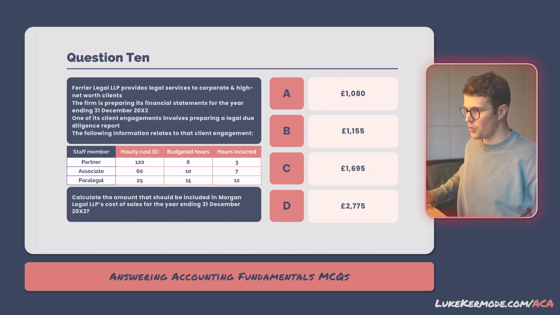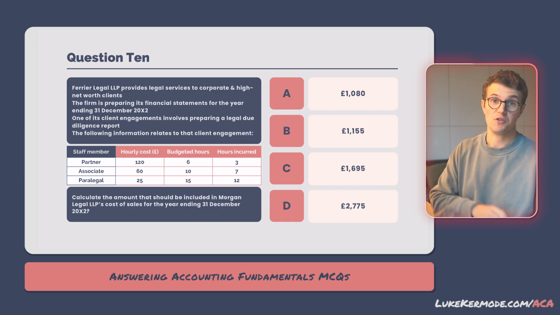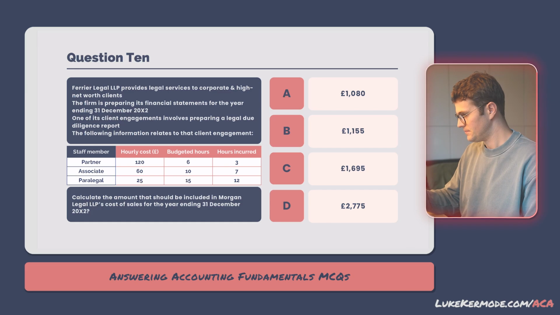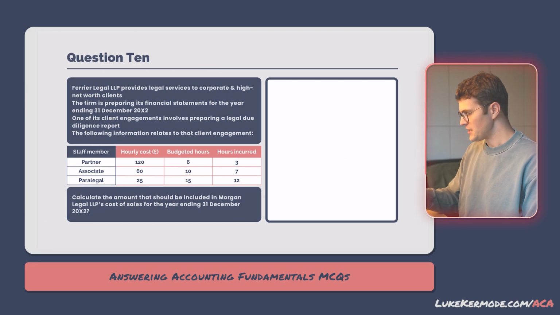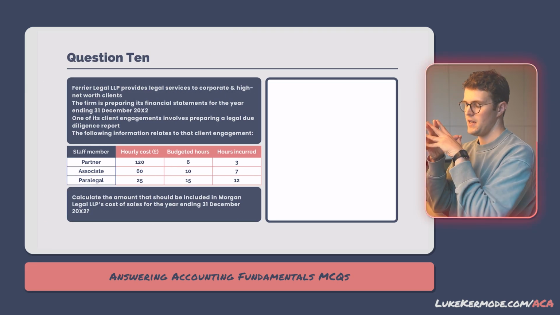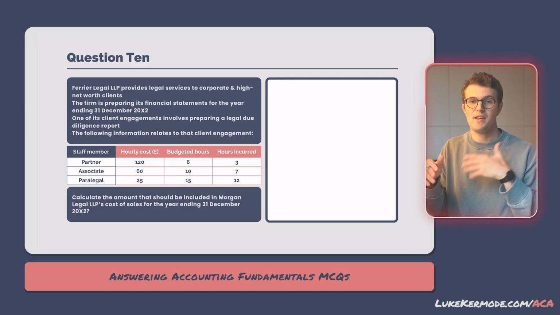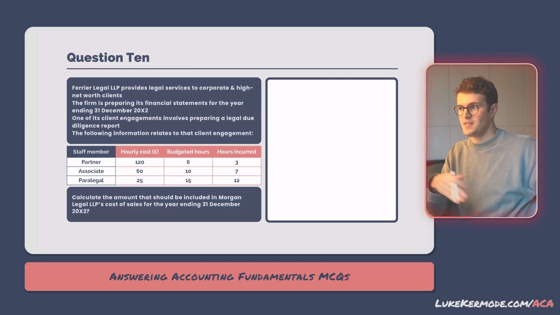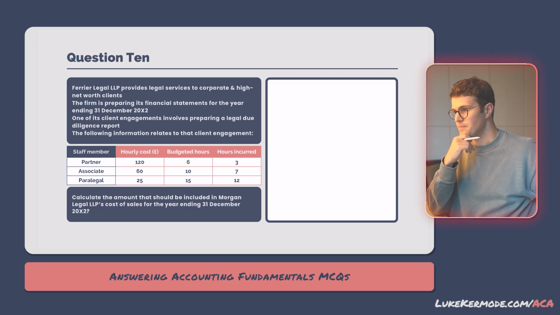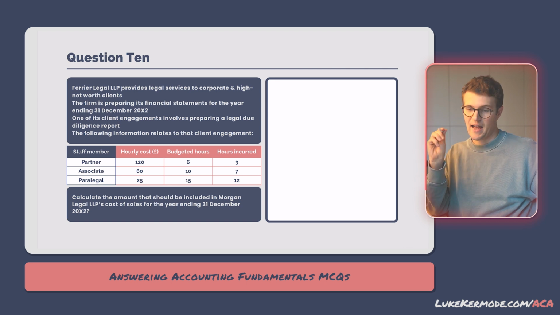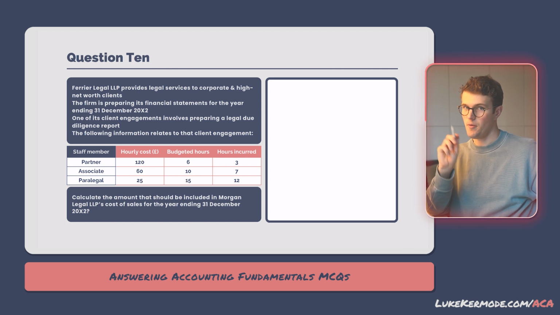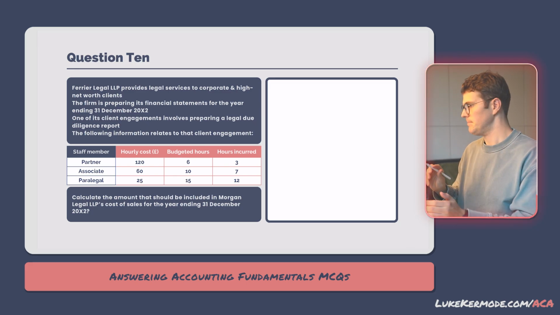The question asks us what amount should be included in the firm's cost of sales for the year ended 31st of December 20x2. Okay, so let's break this down. Cost of sales in service businesses is calculated based on the direct labour actually incurred on the client engagement. So what we need to do here is take the staff member's hourly rate and multiply that hourly rate by the actual hours that the individual worked, not the budgeted hours. You ignore the budgeted hours completely.